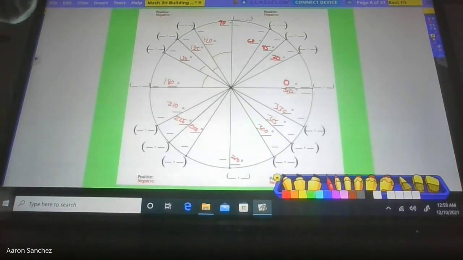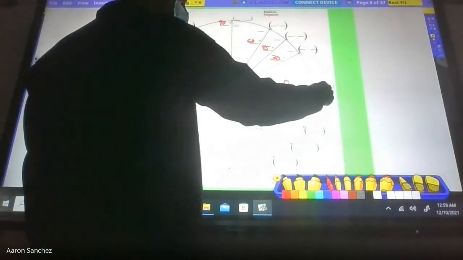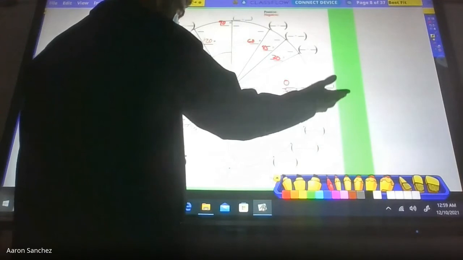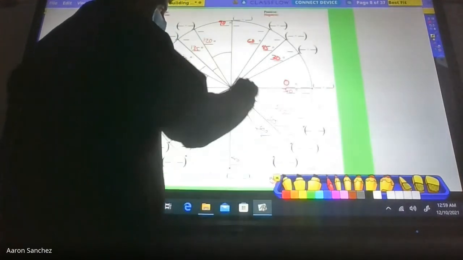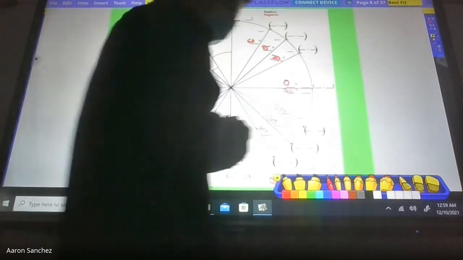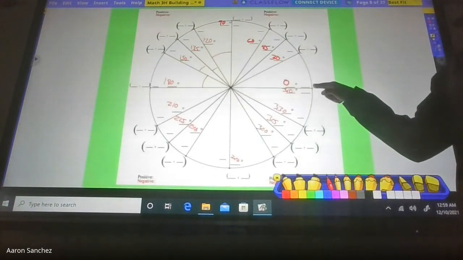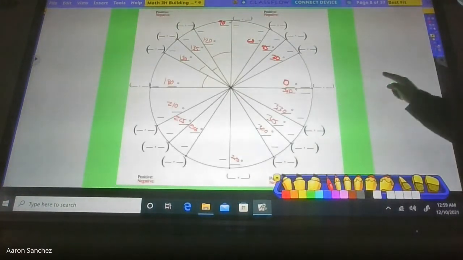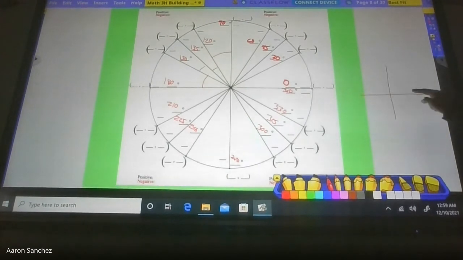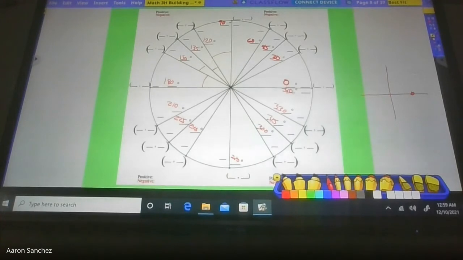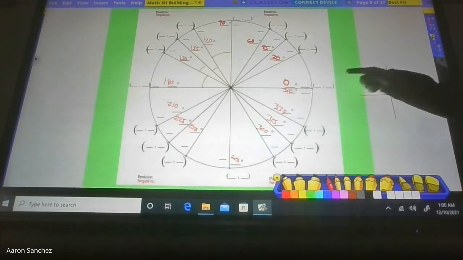Okay, so now notice we have our x and our y, right? What is the length of this radius again? 1. So if this was on a coordinate plane, that was right here, right? What would the coordinates of that point be? I need an x and a y coordinate. What would my x be? What would my y be?